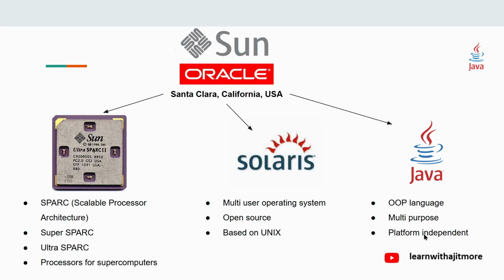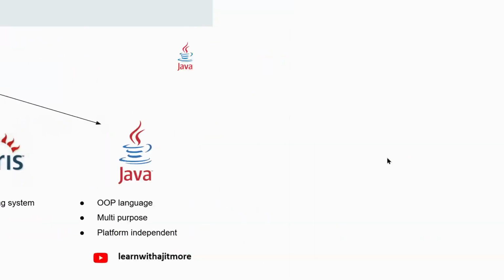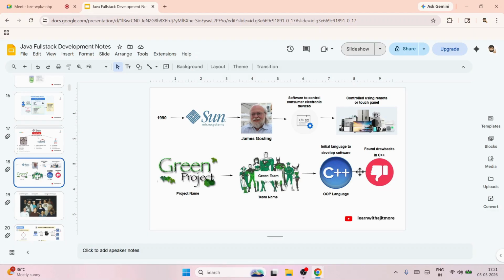As I said, compile once and run anywhere. Means after compiling, once you get the bytecode, you can execute it on any machine in the globe, irrespective of what OS or what architecture that machine is having. Still you'll be able to execute that bytecode. Okay, so I hope that part is clear to you guys.